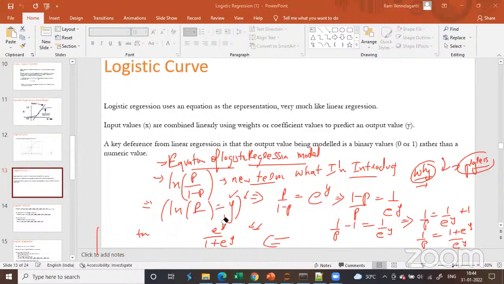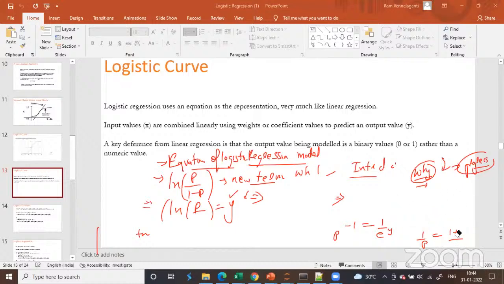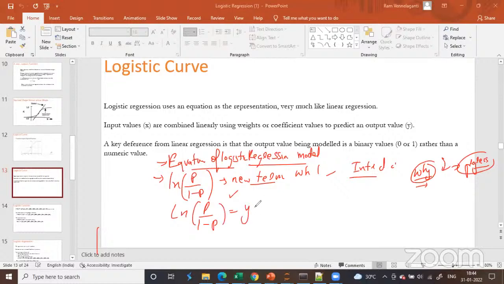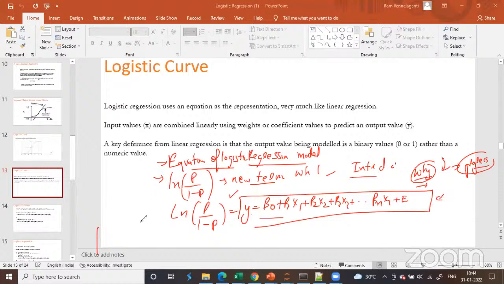Now, how can I write down my final equation for my logistic regression model? What will be my final equation? The natural logarithm of p by 1 minus p is equal to y, which is equal to beta naught plus beta 1 x1 plus beta 2 x2 plus beta 3 x3 and so on, beta n xn plus error. This is my final equation for logistic regression. So this is what we have to understand.